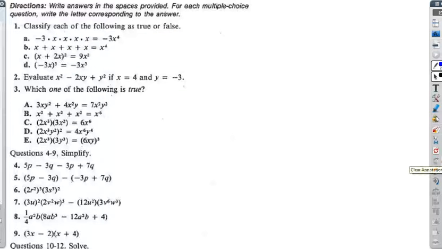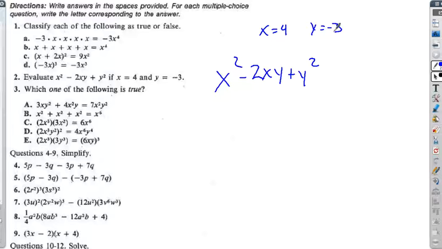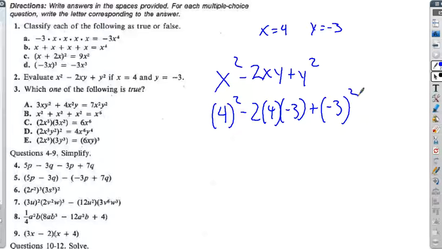Moving on to problem number 2. We were evaluating x squared minus 2xy plus y squared, where x is equal to 4 and y is equal to negative 3. So let's rewrite this, but instead of x's and y's, I'm going to use numbers. So x is equal to 4, so I have 4 squared minus 2 times 4 times negative 3, plus y, and y is negative 3 squared.